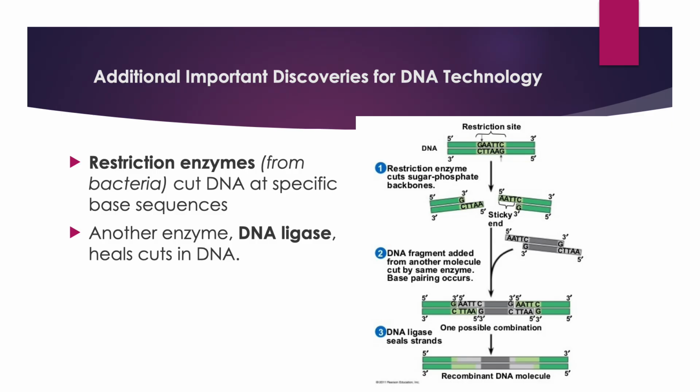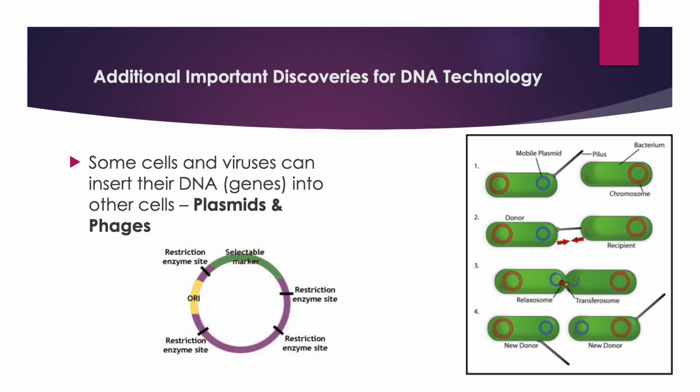Other enzymes can reheal those cuts. And so that gave us the tools we needed to identify specific molecules of DNA, cut them in specific places, and reheal them. And we could put DNA molecules into those plasmids or other molecules that are normally inserted into cells. So once we made these things, we could get cells to take them up. This is the basis of genetic engineering.